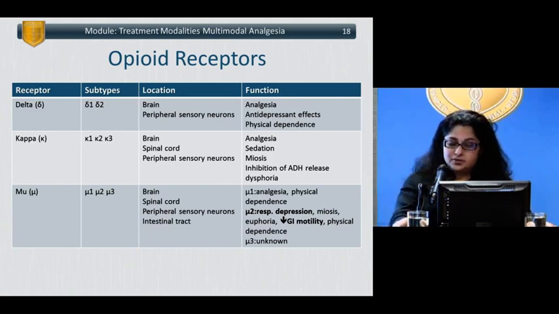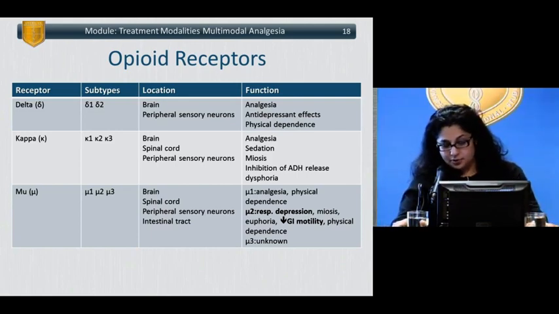This table here shows the different types of opioid receptor, the mu, kappa, and delta as seen on the left. Each of these receptors have a subtype, and they have different locations where they can be found and different functions. So we're going to quickly go over some of the receptors and location and function. So delta, it has different subtypes, delta 1 and delta 2. They are found both in the brain and peripheral sensory neurons. They provide analgesia, but also have some of the side effects from opioids, which means physical dependence and antidepressant effects. And we'll talk about that in just a bit.